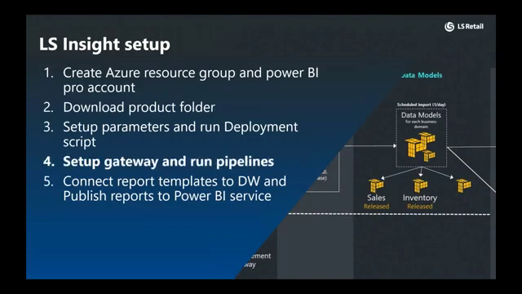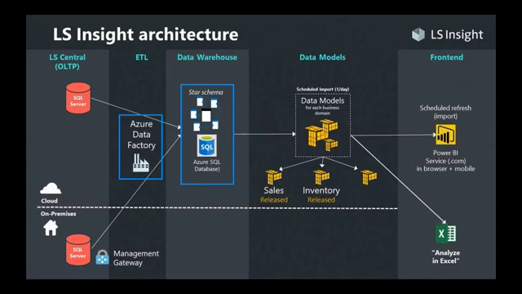Step 4 is to set up a gateway and run the pipelines. If the LS Central database is on-premise, the Integration Runtime Management Gateway needs to be set up on a machine that is always running. We recommend that this is not the same machine as the SQL server is running on.